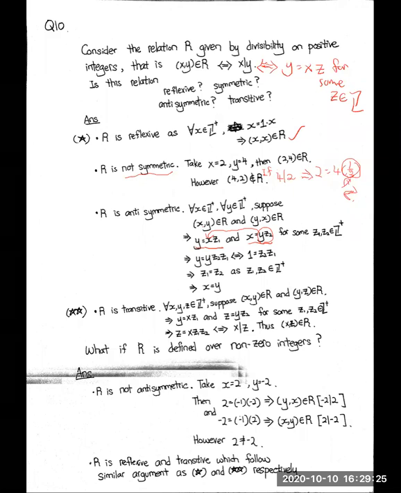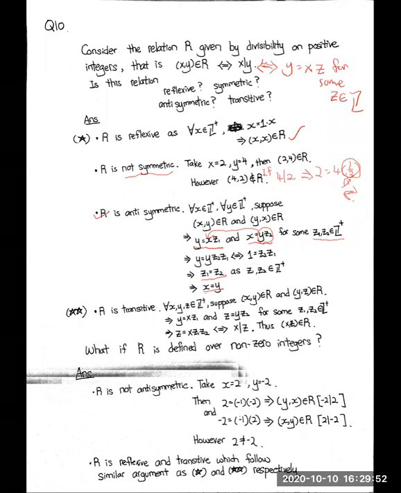Then we note that because all of them are positive integers, therefore z1 z2 must also be some elements in positive integers. So in this case here, we can conclude that z1 is equal to z2 because positive, right? Therefore, x is equal to y. Okay, then in this case here, we know that R is anti-symmetric.